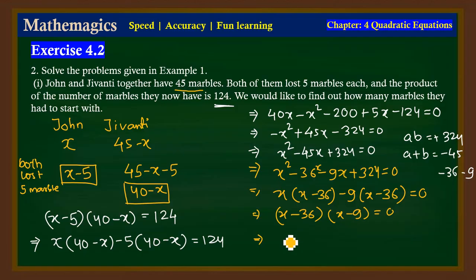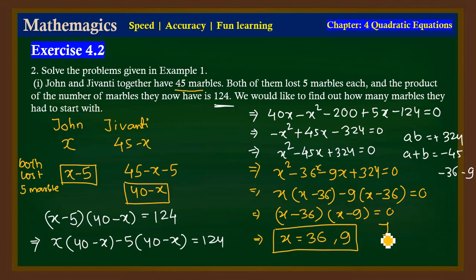first will be 0, so x becomes minus 36 will go that side and that becomes plus 36, and x minus 9 is equal to 0, so x is equal to minus 9 becomes plus 9. So dear friends, we are obtaining the two values of x. So what is the question asking? We would like to find out how many marbles they had to start with.